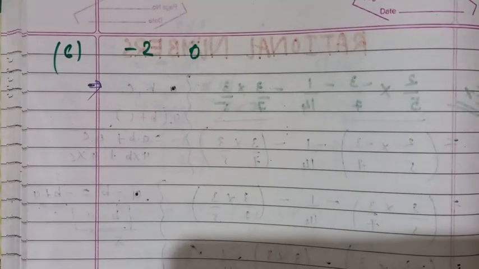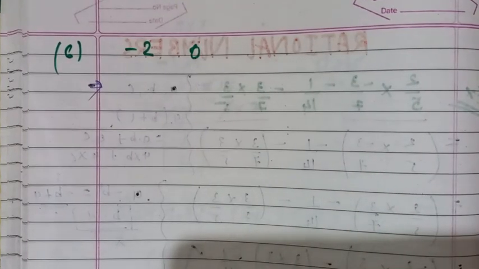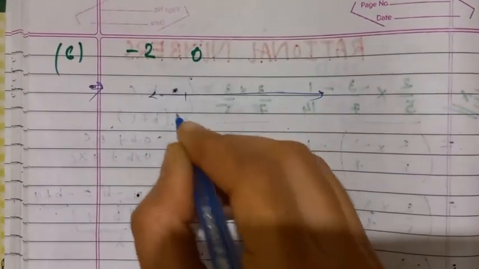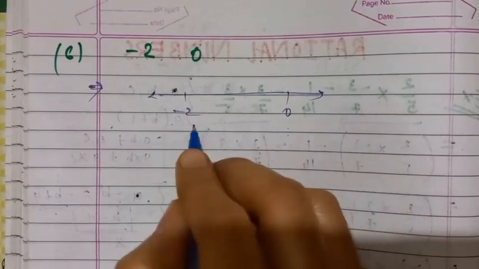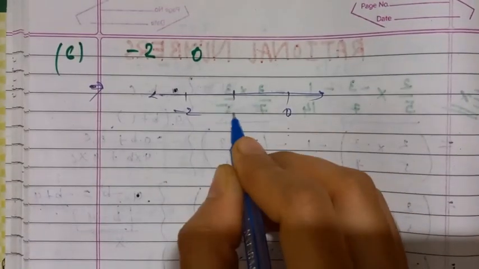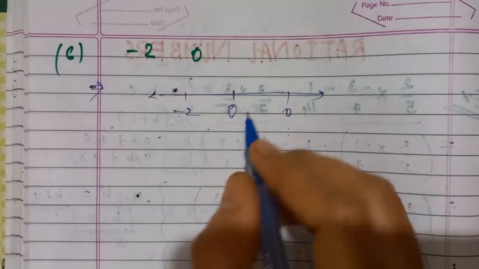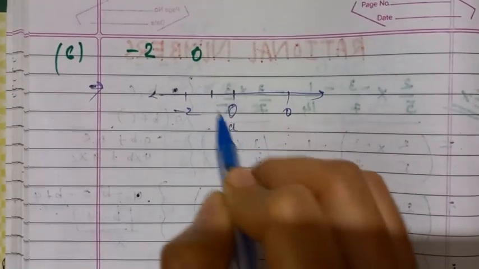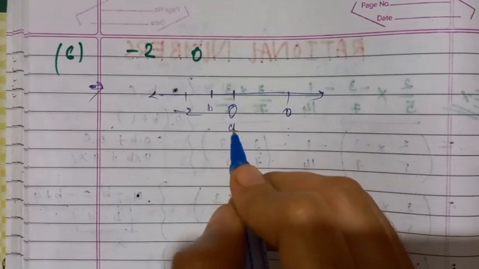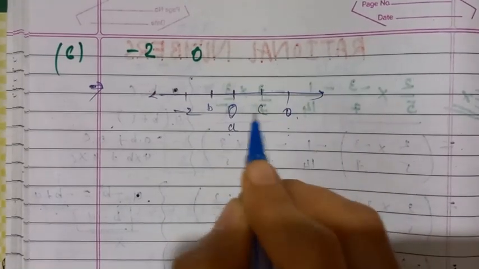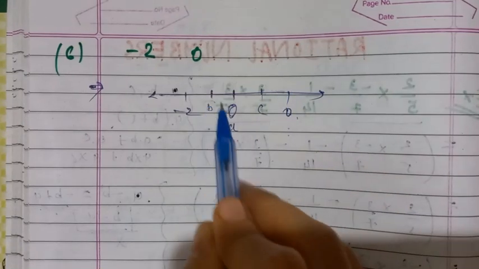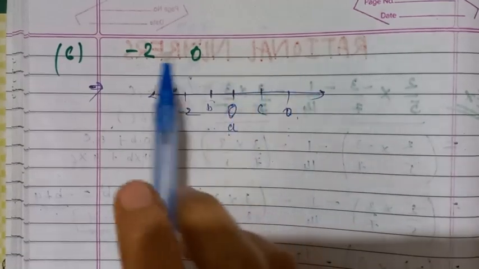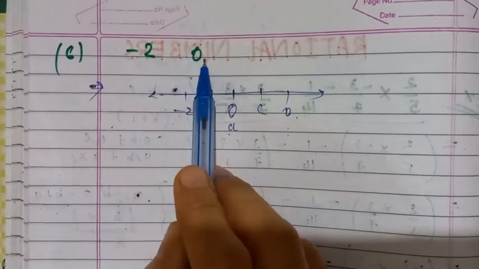So we use that method of taking the mean. Let's say it is minus 2 and 0. If we take the mean of these two, then we will get one number between these two, and let's call it A. If we take the mean of minus 2 and A, then we will have another number B. If we take the mean of A and 0, then we will have another number. So finally we will have 3 rational numbers, which will be the answer of this question: any 3 rational numbers between minus 2 and 0.